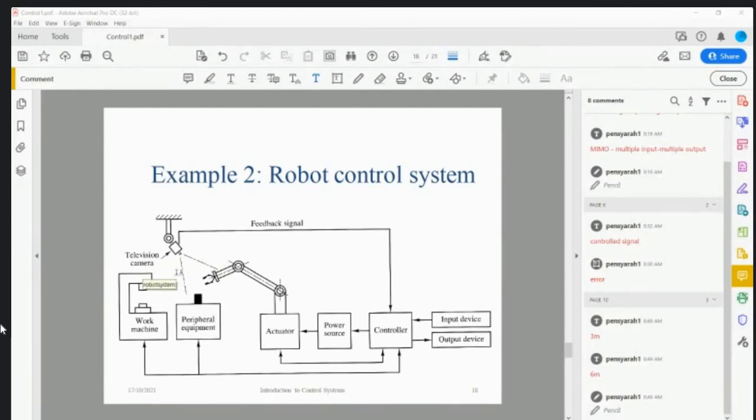The process may be due to controlling the trajectory of the robotic arm. In order to avoid obstacles, maybe there is an obstacle here or here, so the camera will tell the controller if there is any obstacle there, so the controller will be able to plan the trajectory of the robotic arm in order to pick the workpiece and put it into the work machine.